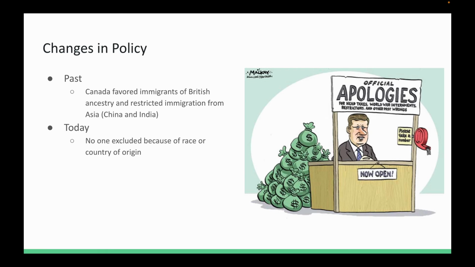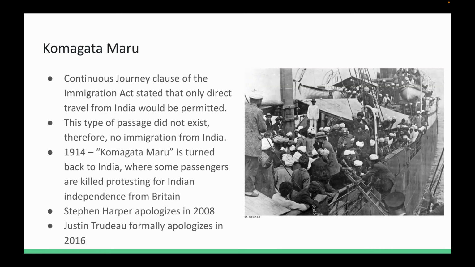And I'm going to give you an example from China and India. I'm going to give you an example of when Canada restricted immigration from India with the Komagata Maru. I'm not sure if I pronounced that correctly, and my apologies if I didn't. But there once existed a clause within the Immigration Act here in Canada that if you were going to immigrate from India, you had to travel directly from India all the way to Canada. You could not stop anywhere on your journey. So you had to make a direct line from India to Canada.